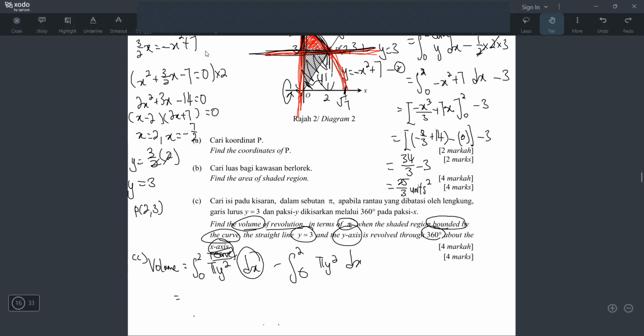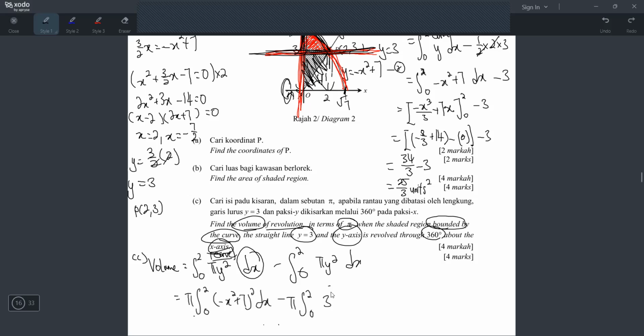Okay, so instead of writing, here I'll write pi in front, and then integral from 2 to 0. The y squared is the curve equation, negative x squared plus 7, squared, dx. And then here the pi also can be put in front, 2 to 0, but the y squared has to be this line because I have to minus this volume after rotating 360. So this one I have to write 3, but I have to square it, right? Because it's y squared and then dx. Okay, this is the correct way.